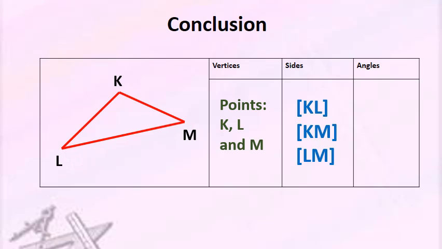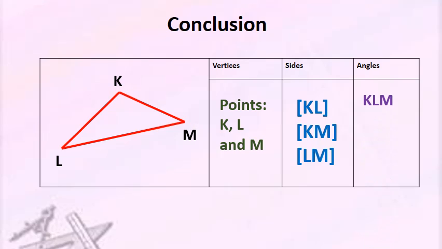Now the angles. What are the angles that we have in this triangle? As you can see, we have this angle. The name of this angle is KLM. We have this angle. The name of it is KML. And we have this angle, and the name of it is LKM.